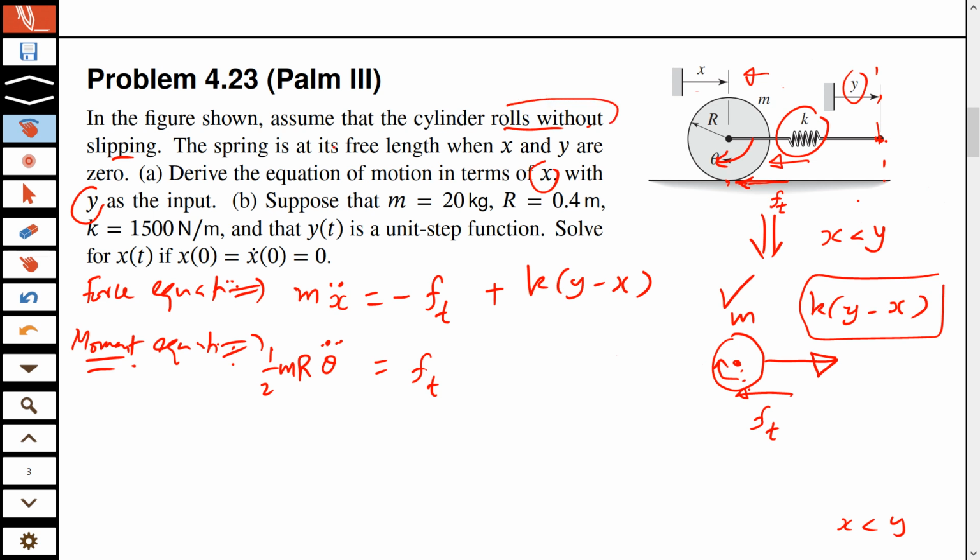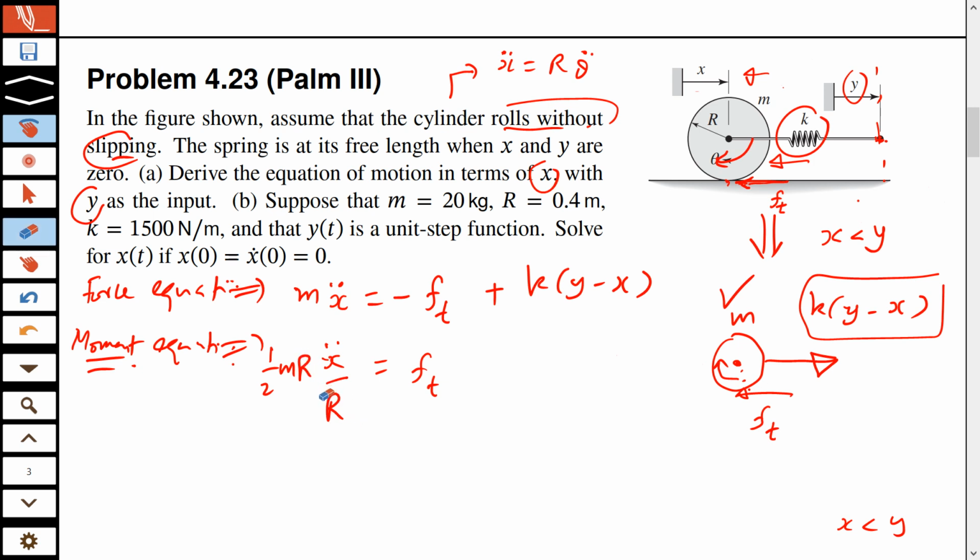So now rolling without slipping will help me. Rolling without slipping means that x equals r theta. So x dot equals r theta dot, and x double dot equals r theta double dot. So theta double dot is x double dot over r, which means that I can now replace this theta double dot by x double dot over r.